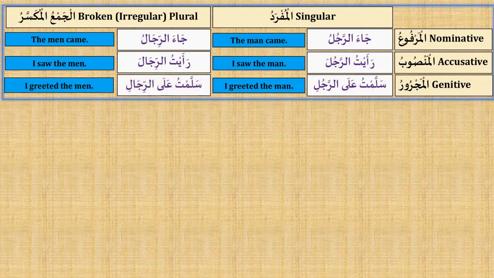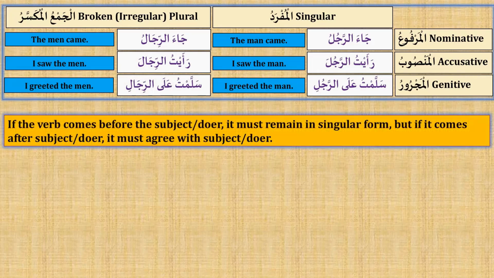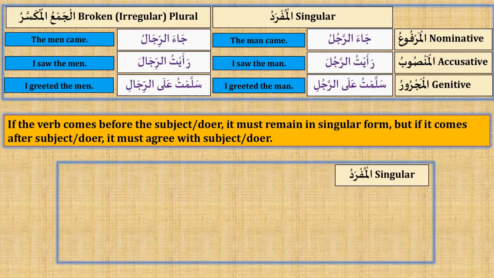I greeted the man. If the verb comes before the subject, the doer, it must remain in singular form. But if it comes after the subject, the doer, it must agree with the subject, the doer. Now let's understand better in a sentence.